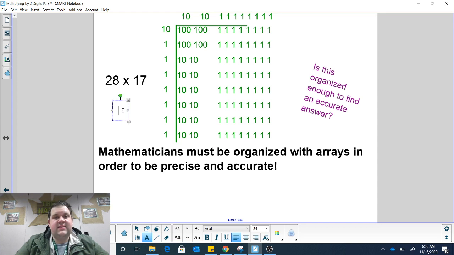We see 28 times 17 again. It's the same problem. I want you to look at this one and decide, is it organized enough to find an accurate answer, and why or why not?